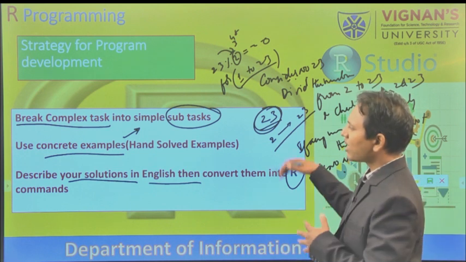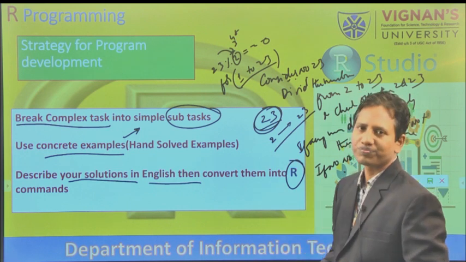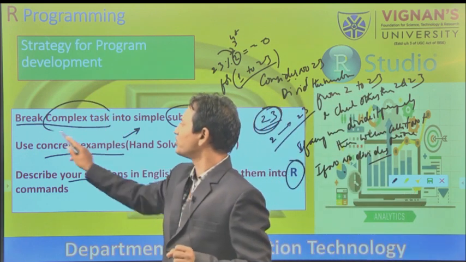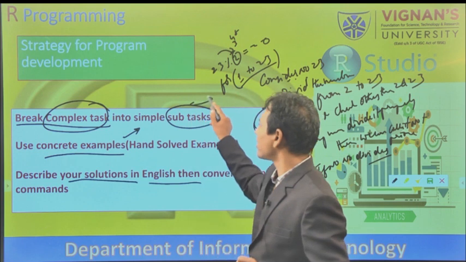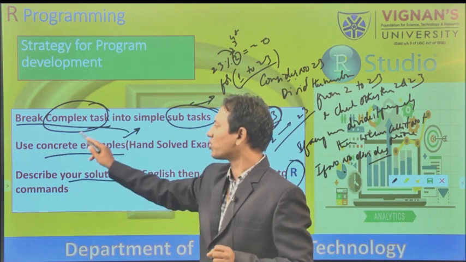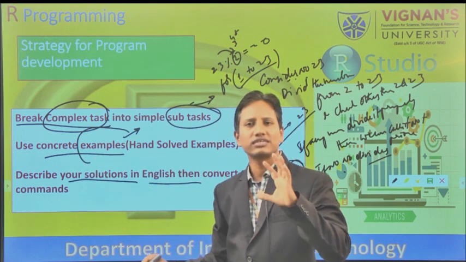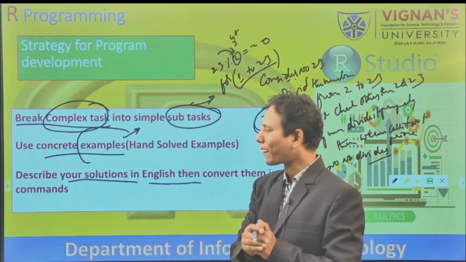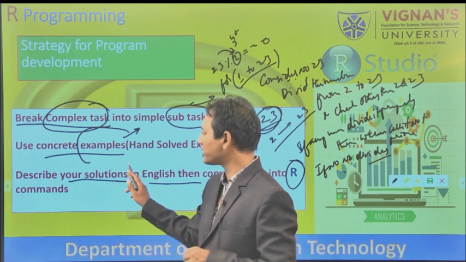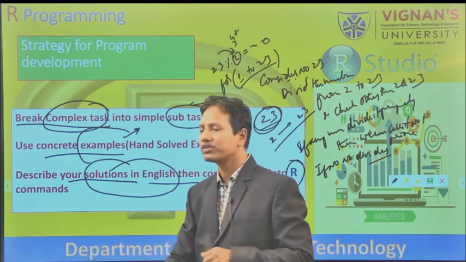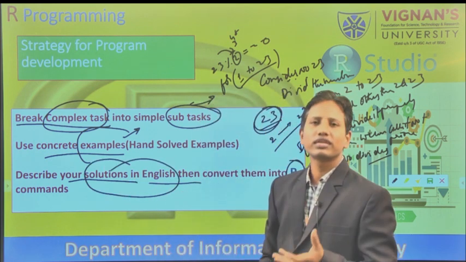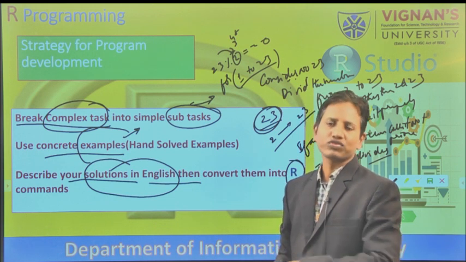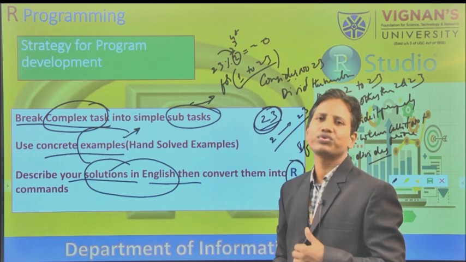So this is how the strategy works. The first task is that a complex task should be divided into subtasks, then take some concrete examples and solve them with pen and paper, and finally put the solution in English words so that you can understand it thoroughly. Later you write the program. So this is the strategy we are going to use.